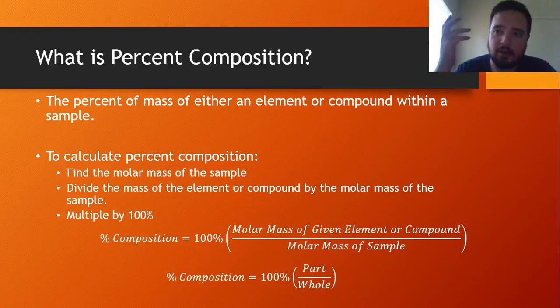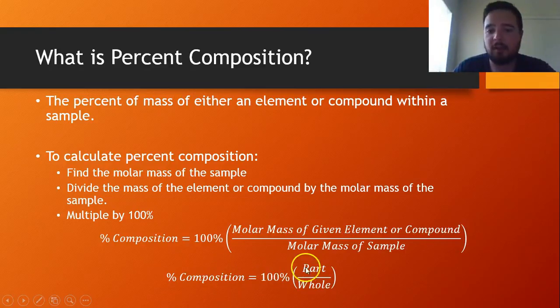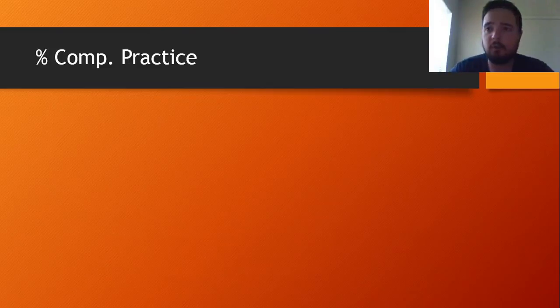Another way I always talk about it, a condensed way if it works better for you, is that percent composition is 100% times the part that you're trying to figure out divided by the whole that you're given. So the whole sample, and the part is the percent part that you're trying to figure out mathematically. So just to do a little practice, let's dive right into this.